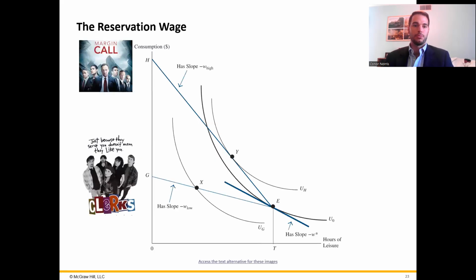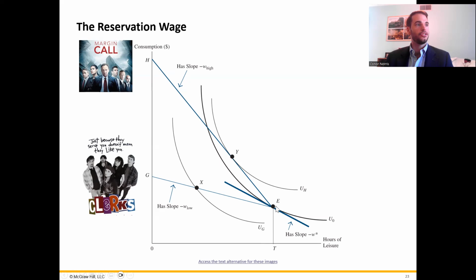So this graph looks a lot more complex because we're looking at two different people. So look at the indifference curve, U0 to start. It goes right through point E, or the endowment point. Remember, the endowment point is where the individual does not work. They work 0 hours and they only enjoy their non-labor income, but they end up with a lot of leisure because they're not working. So this graph has two budget lines, GE and HE.